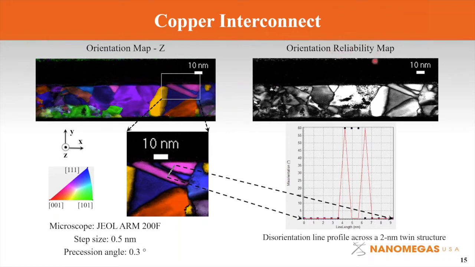The orientation reliability parameter I'll explain a little bit later in detail. So let's take a look at this area enlarged down here. We can obtain a disorientation line profile across the region. You can see a 60-degree jump across this region. So this is a 2 nanometer twin structure, comfortably resolved by our technique.